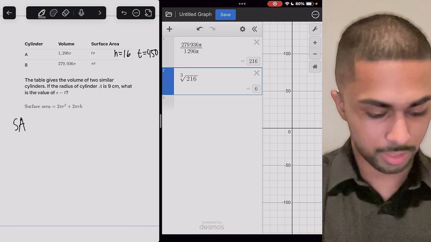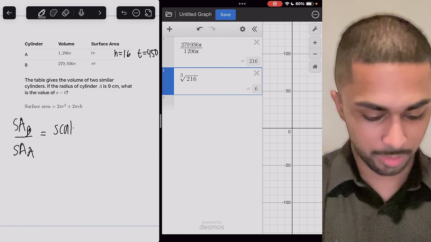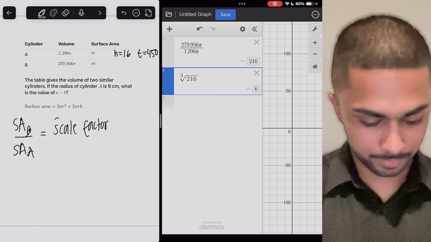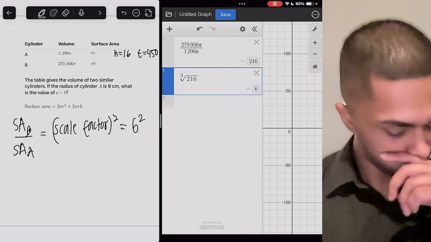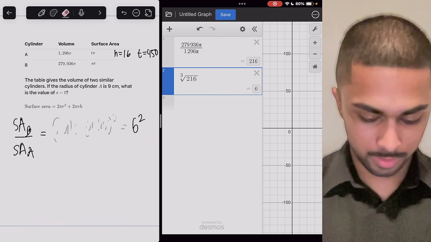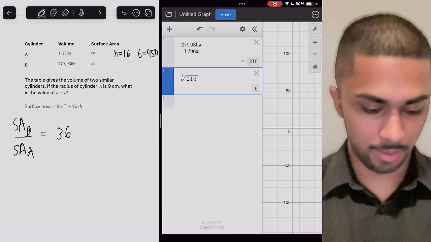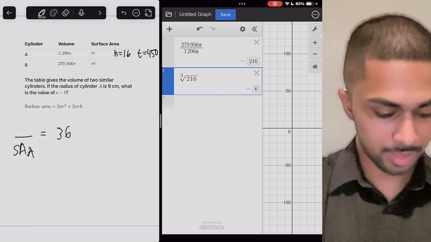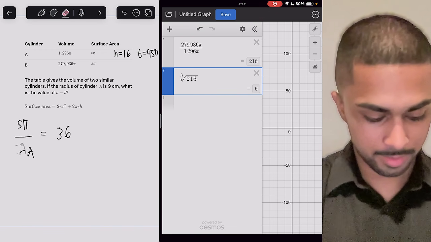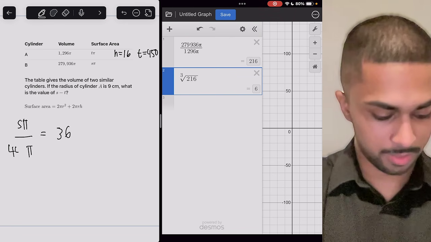So the surface area of B divided by the surface area of A is always the scale factor squared, which is 6 squared. So all of this is equal to 36, because that's 6 squared. Now, the surface area of B is S pi, and this is T pi, because it says it right here. Now T is equal to 450.